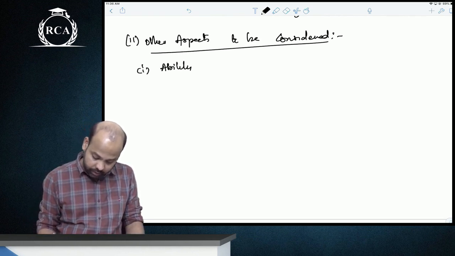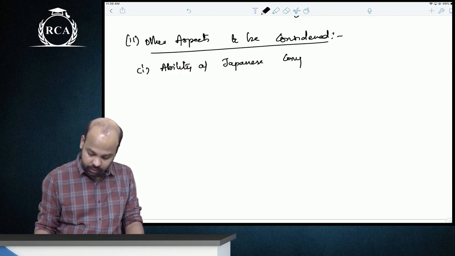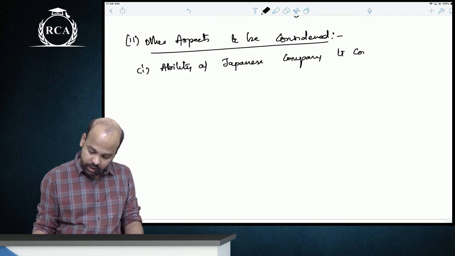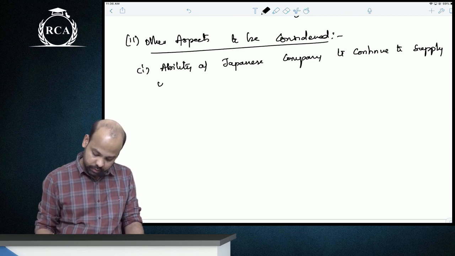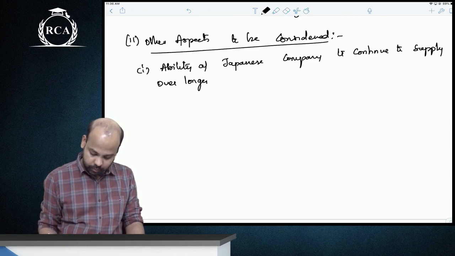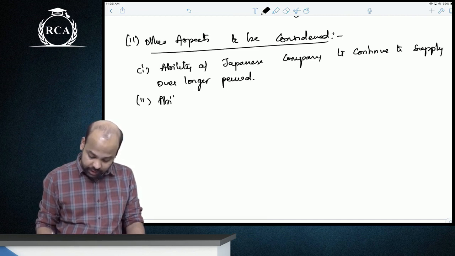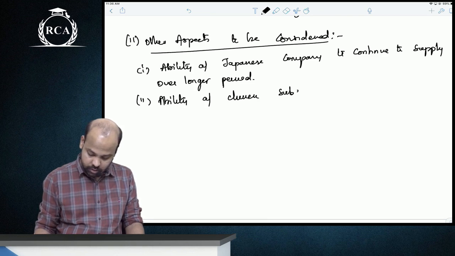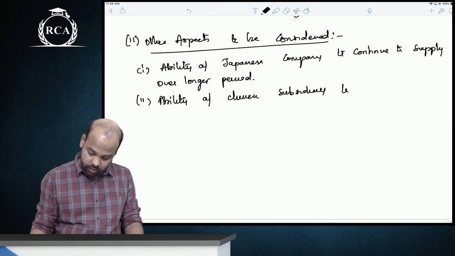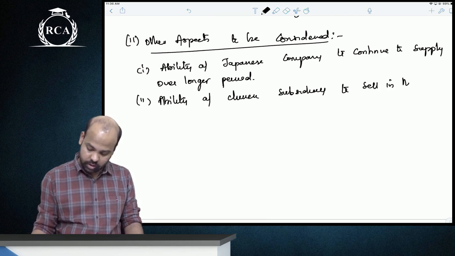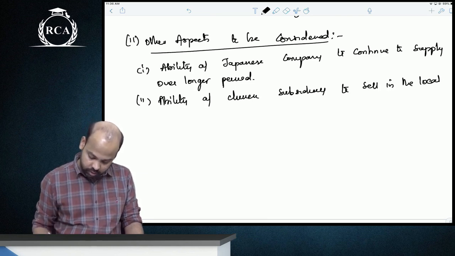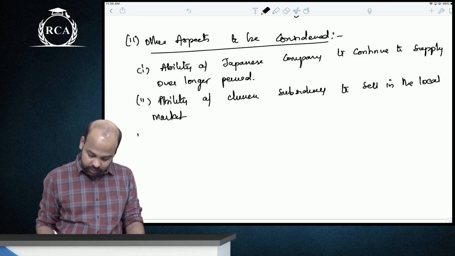the ability, guys, of Japanese company to continue to supply over longer period. The ability of Chinese subsidiary to sell in the local market. What if they're unable to sell, guys?